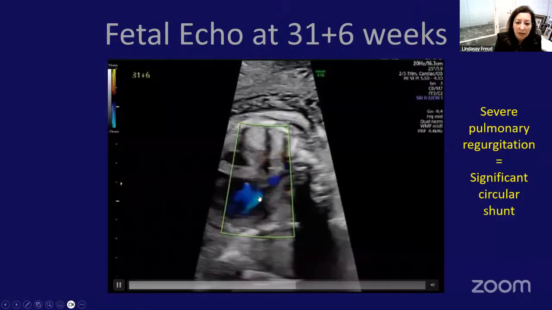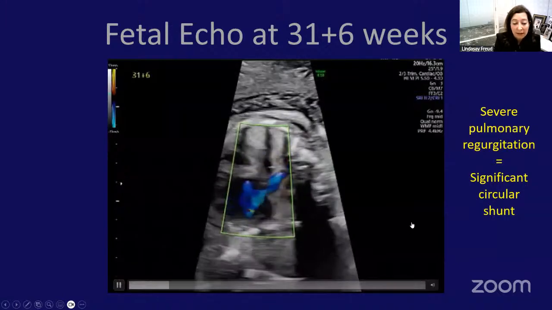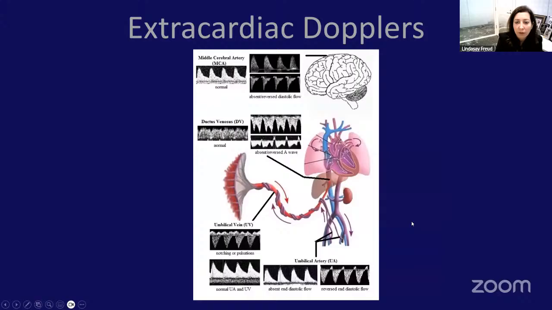And you can see here that this is also another case of severe pulmonary regurgitation, so evidence of significant circular shunting. But when we are looking at the fetus and trying to understand their pathophysiology, we have to be very diligent in looking at what's happening downstream outside the heart. How is it affecting various flows through the placental umbilical circulation, and what is the baby's cardiac output?